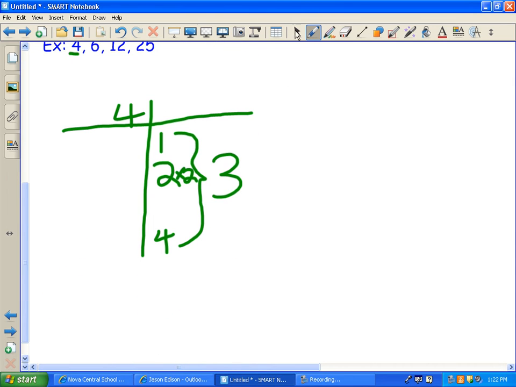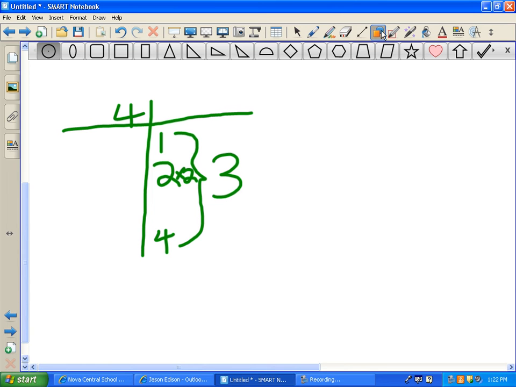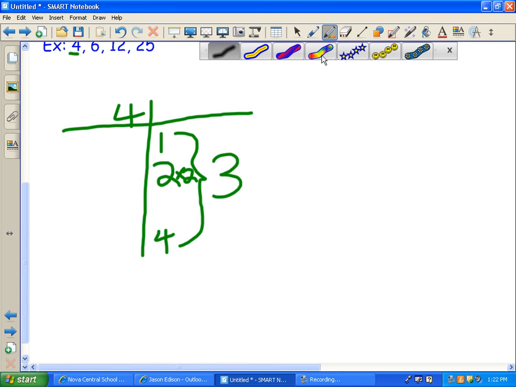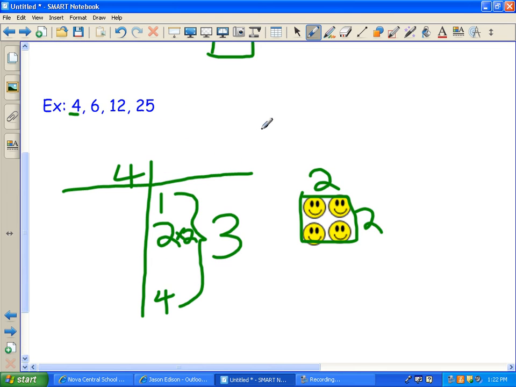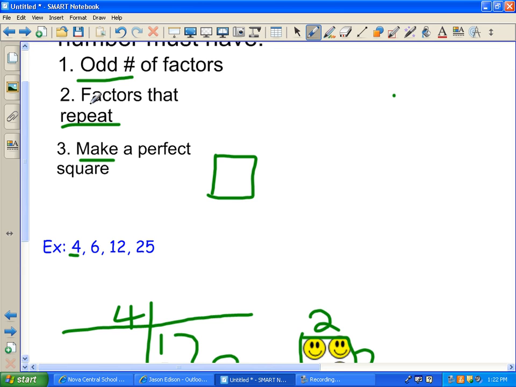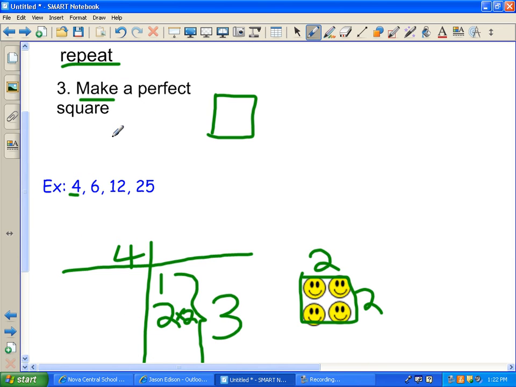Well, let's take 4 blocks, or 4 anything really. So if I were to take this right here, and I wanted to make 4 of them, 1, 2, 3, 4. Can I arrange them so that they form a perfect square? So they're arranged, and how many do I have this way? I've got 2 going across, and I've got 2 going down. So that does form a perfect square. So number 4 will meet all 3 of these criteria to make a perfect square.